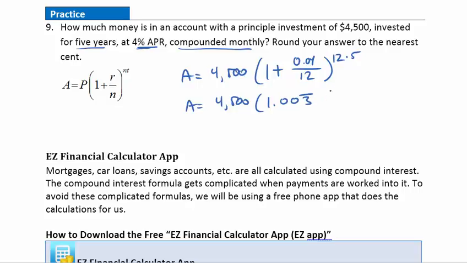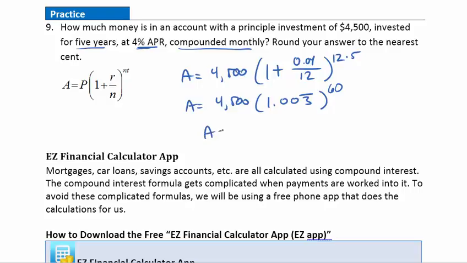1.003 repeating. Now, I don't want to round this in my calculator. I want to now get this answer up here. So 12 times 5 is 60. So leaving this 1.003 repeating in my calculator now, I want to take that to the 60th power. So x to the y, to the 60th power. And then I'm going to take that answer times 4,500.